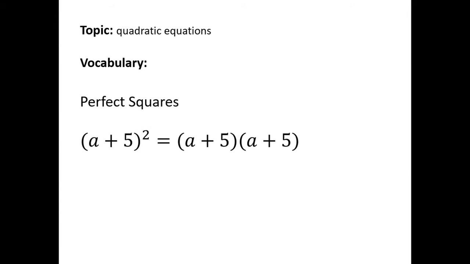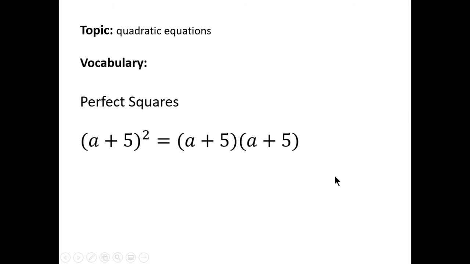Alright, this is our next video in the series on quadratic equations. And in this video, we're going to continue to look at perfect square quadratic equations. So, a perfect square is that the two factors we multiply together are exactly the same. So, a plus 5 times another a plus 5, the exact same term, 2 times. So our two factors are the same. And another way to write this is a plus 5 squared, meaning writing it 2 times, being multiplied.